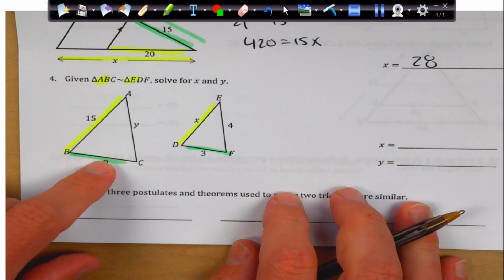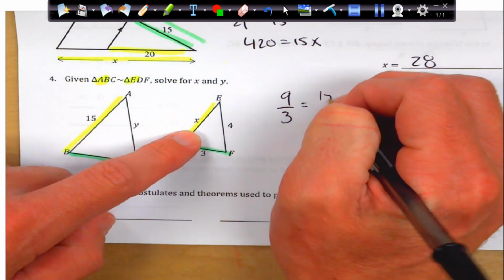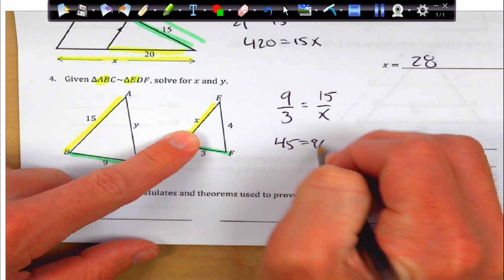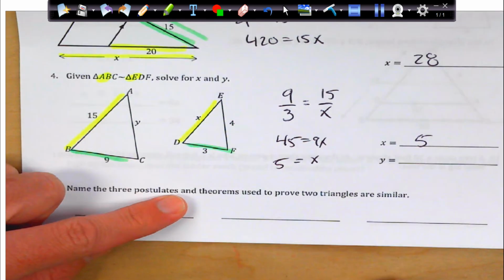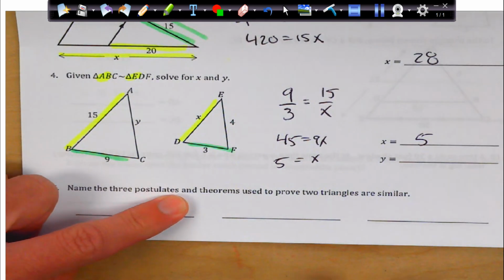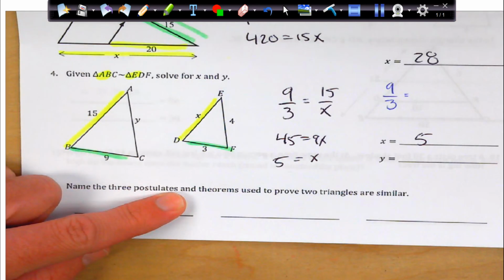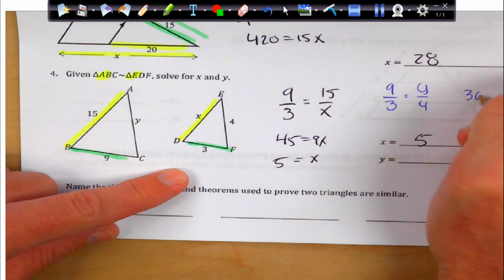I can go 9 to 3, so I'm going to go left to right equals left to right. And we cross multiply, we get 45 equals 9x, and then x equals 5. And then we can do the same thing to solve for y. I'm going to use the 9 over 3 again, because I can't have two unknowns. I'm going to go y to 4. So we're going to get 36 equals 3y, y equals 12.